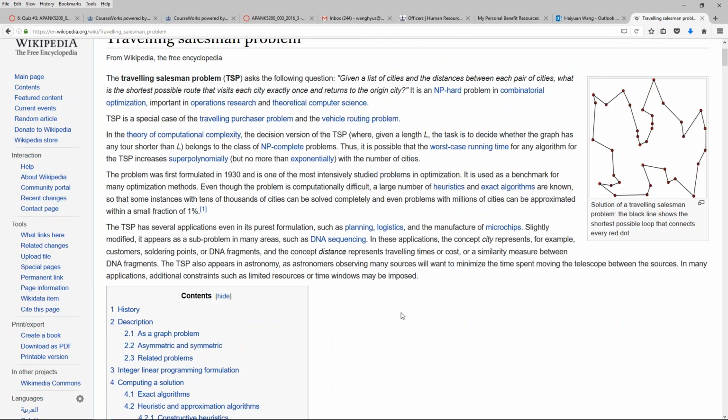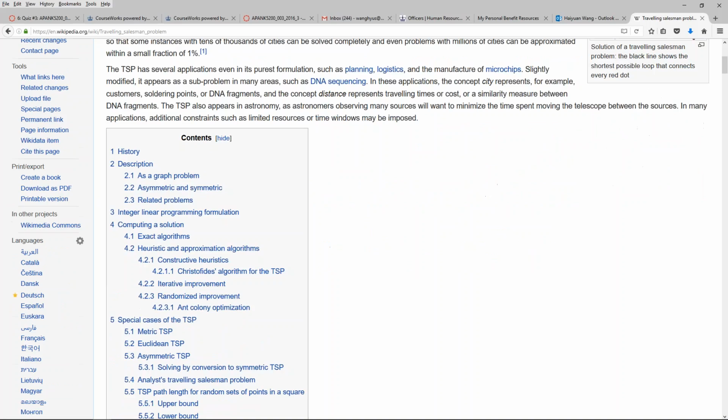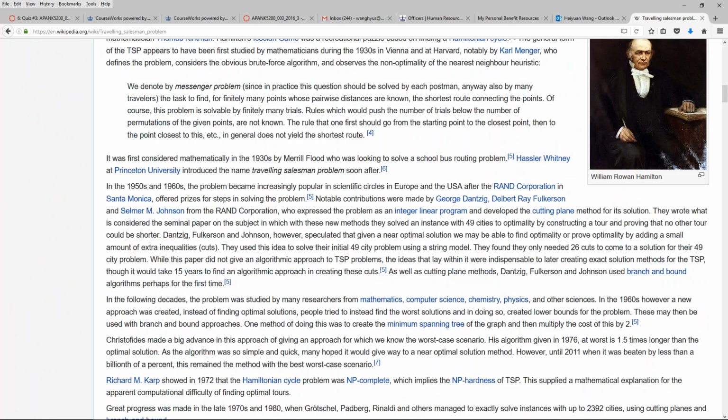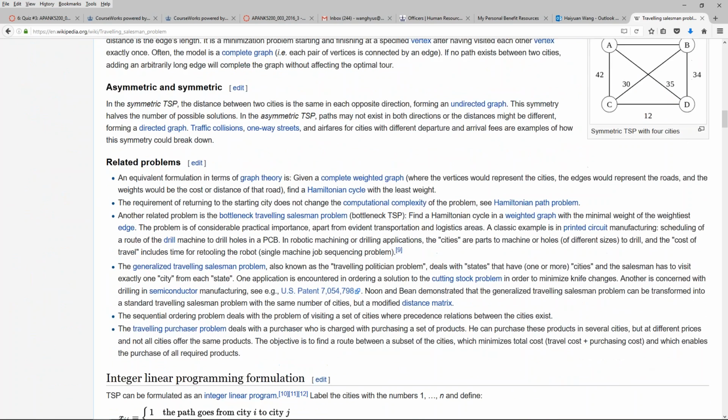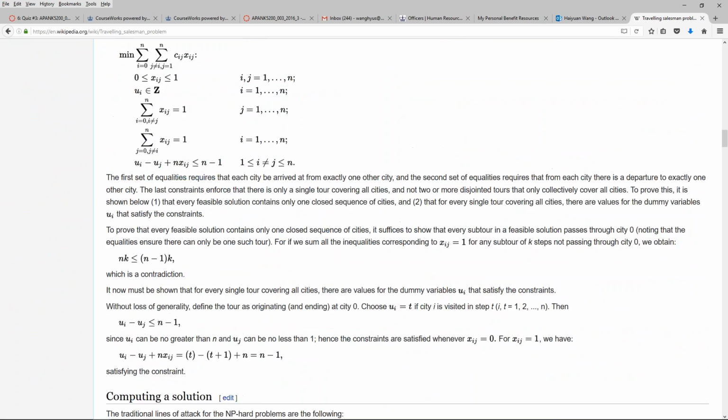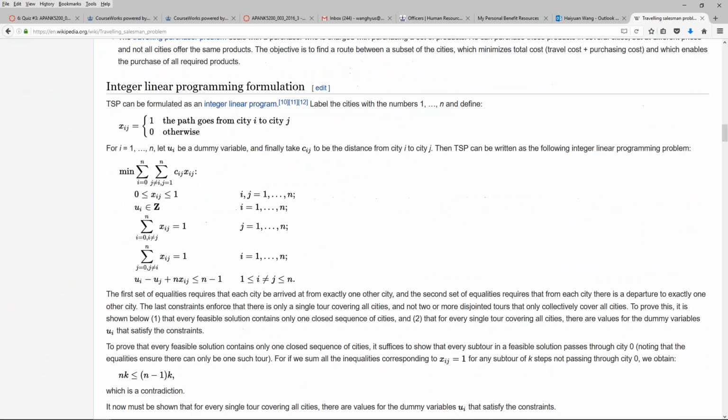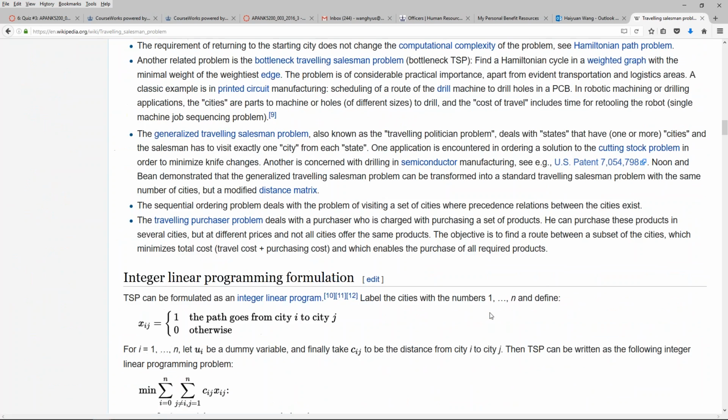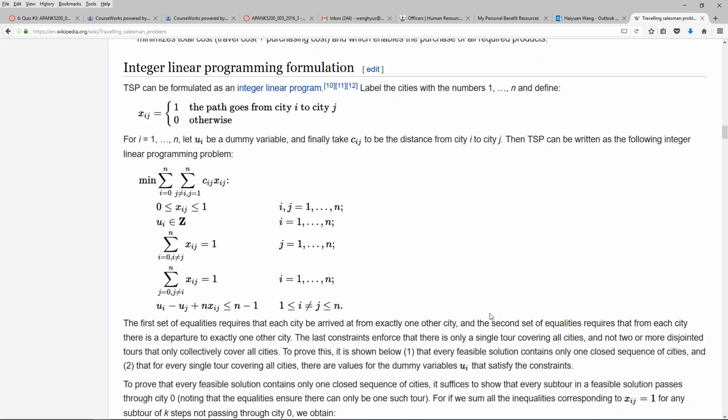So it's heavily used in the vehicle routing problems set, and it's a difficult problem. And then how can we solve it? It can be modeled as an integer linear programming formulation. If we assume that xij equals 1 if the path goes from city i to city j.